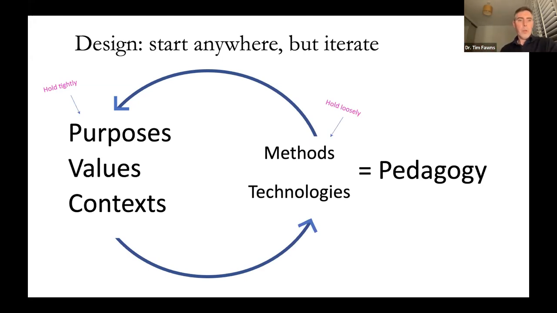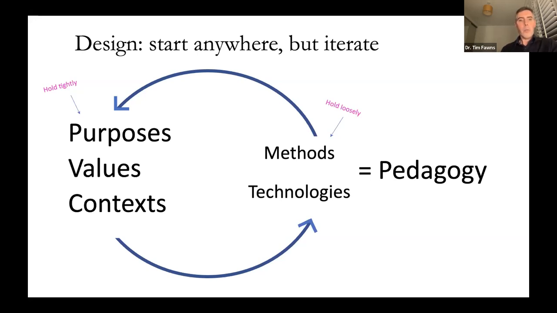And I've said, hold purposes, values, and context tightly, and hold methods and technologies loosely. And by that, I don't mean that any of these factors is more important than the other. I think they're all sort of equally important. And in fact, I don't like separating them out too much. I think they're always entangled. So actually thinking of them as differently important is unhelpful. I just think that methods and technologies are often more visible and obvious. And that's why it's important to look very closely at the purposes, values, and context, just because they're harder to spot, harder to notice, and easier to forget.